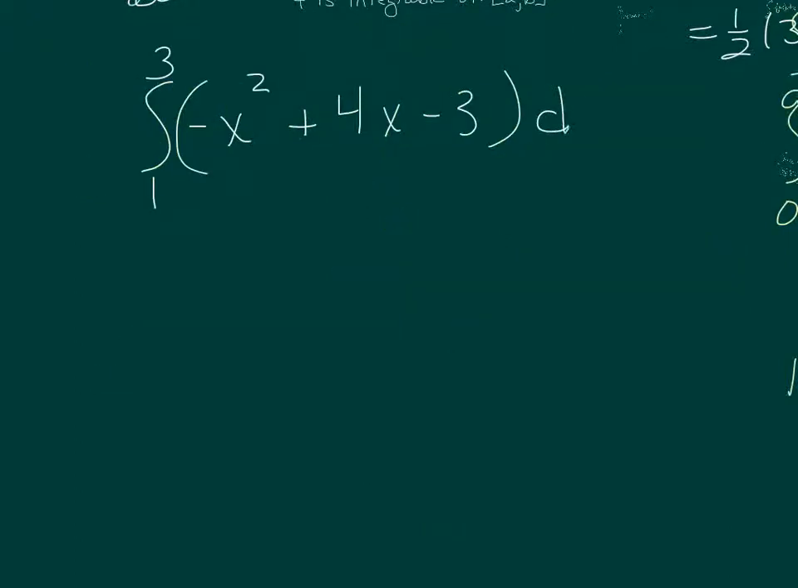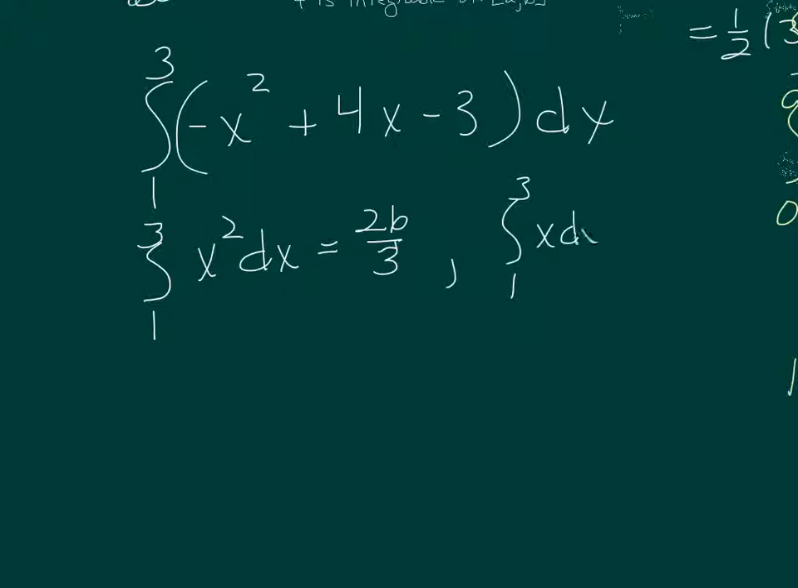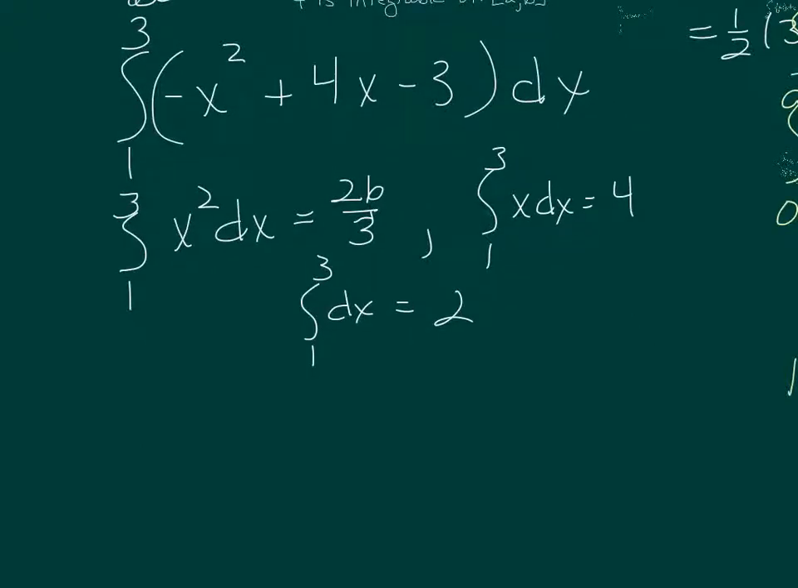I am going to give us some definite integrals. From 1 to 3 of x squared dx is equal to 26/3. Just giving you that information. From 1 to 3 of x dx is equal to 4. And also from 1 to 3 of dx is equal to 2. So let's evaluate that integral that I started with. I'll rewrite it down here.